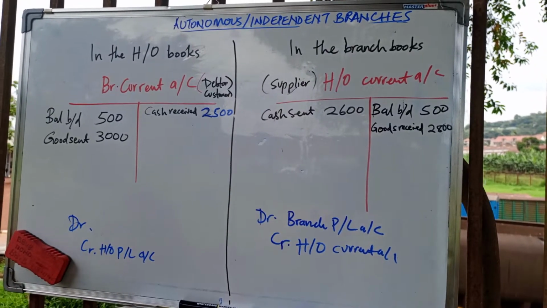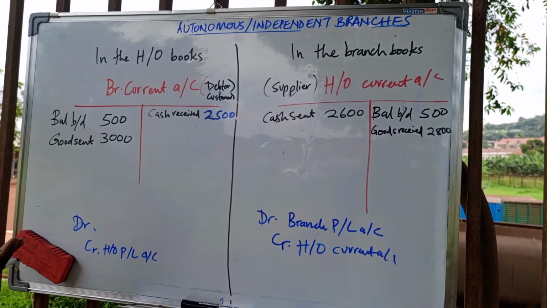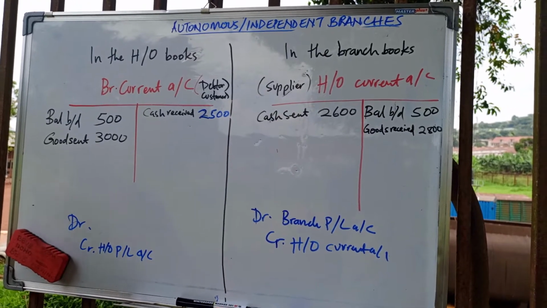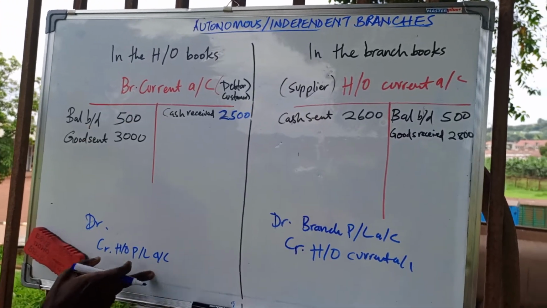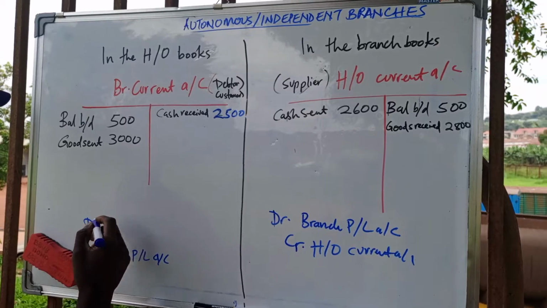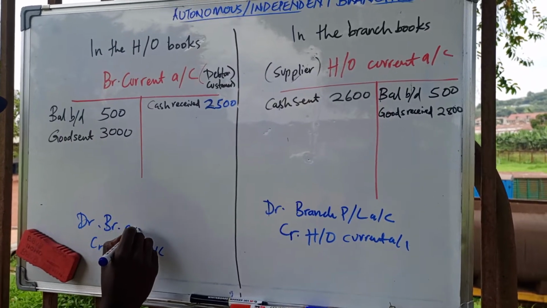Every time you credit the profit or loss or the income statement, you are recognizing incomes increasing. But when you debit profit or loss or income statement, those are expenses increasing. So for them in the head office, they are recognizing this income increasing. Then they show that it is coming from the branch current account, the account they are maintaining.